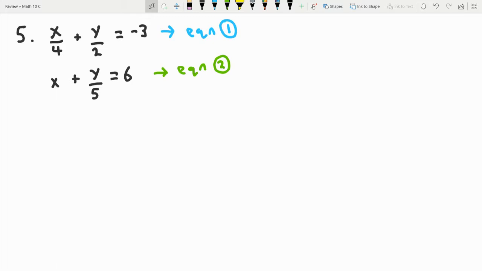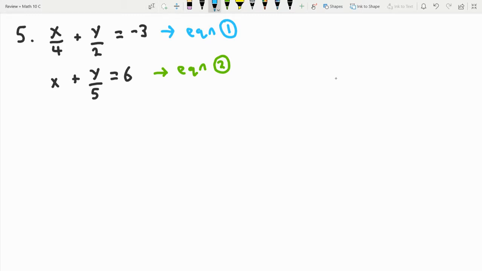But in this case, I noticed that both my equations have fractions in them. So technically there's nothing wrong with fractions. It's just that when you have fractions, a lot of students have trouble dealing with them. So what I would recommend is to try to get rid of the fractions first by multiplying the denominator by an equal term in the numerator.